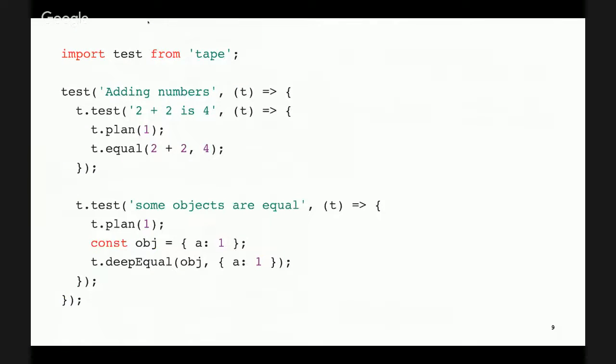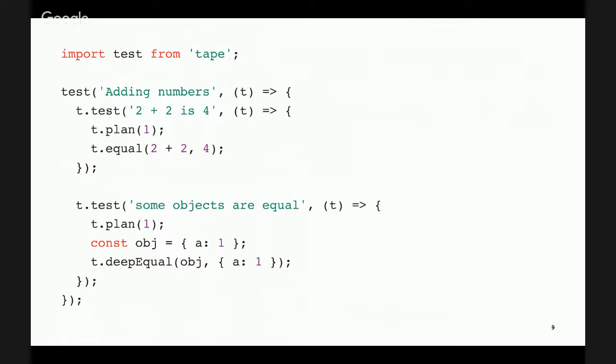So if we first start with just a basic test in Tape, just to give you an idea of how these tests might look. Hopefully you can see my mouse there if it's moving. The first thing we call is this test function. We give it a string, which is the description of the test, and then a function that takes in an argument, which is the thing we then call tests on. So see here, this adding numbers test. I have a function that takes one argument, t.